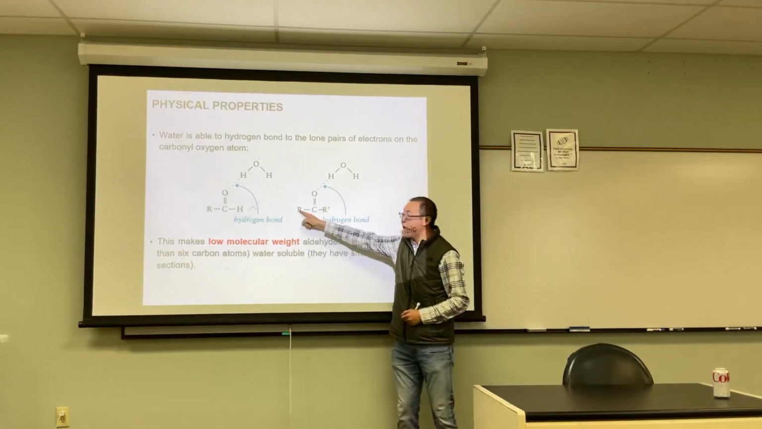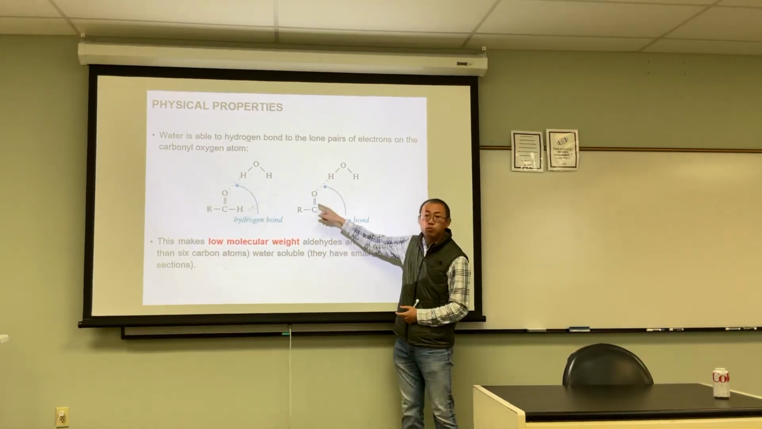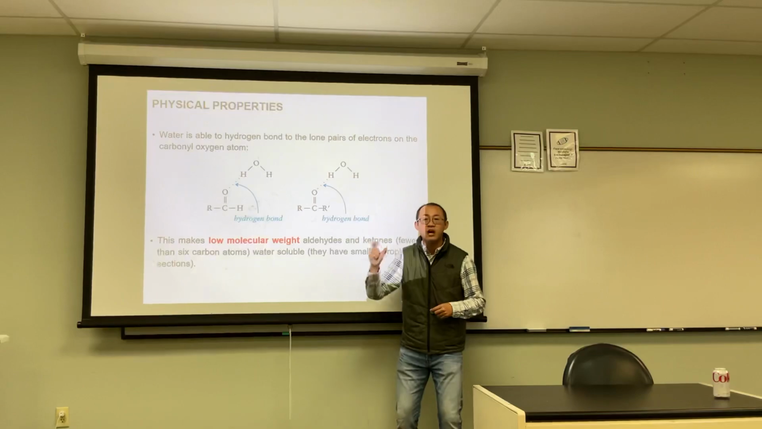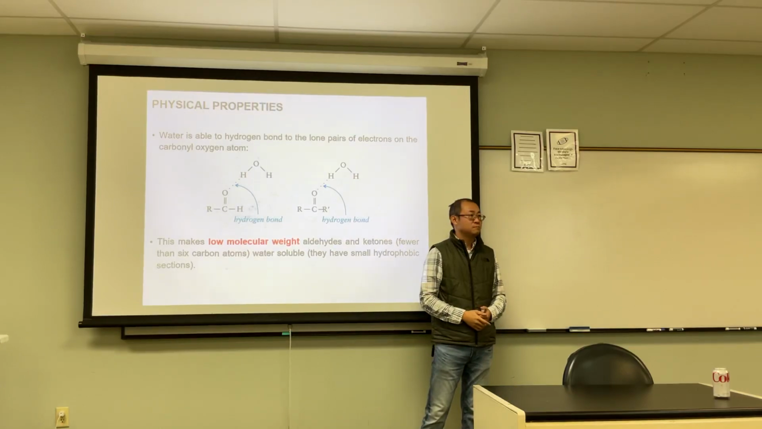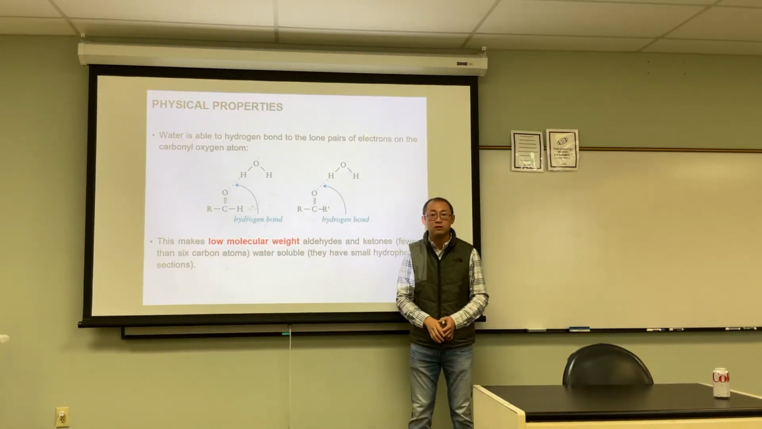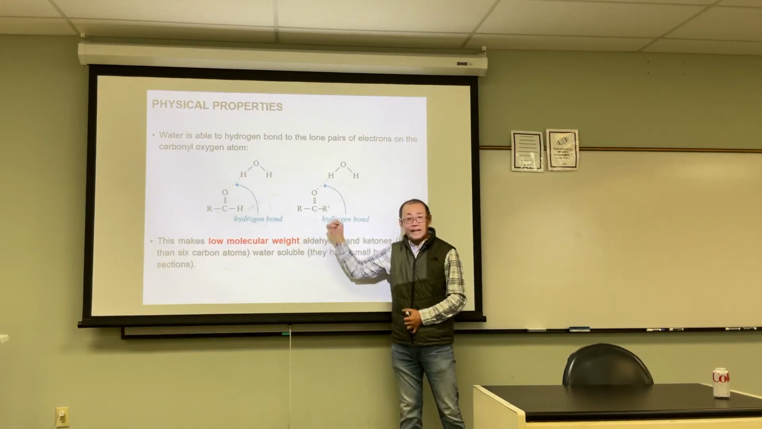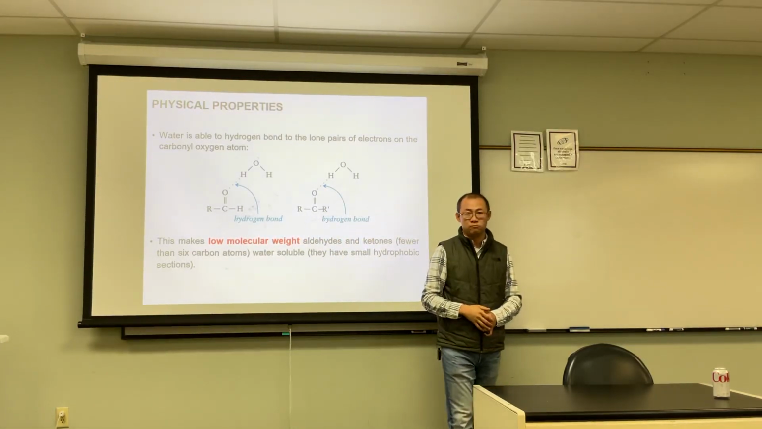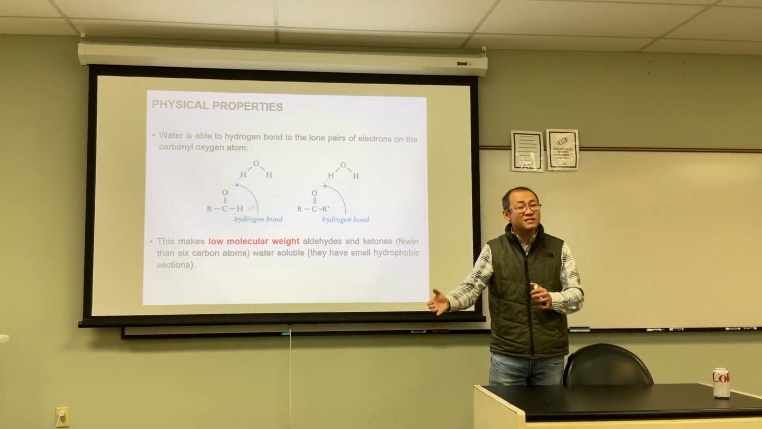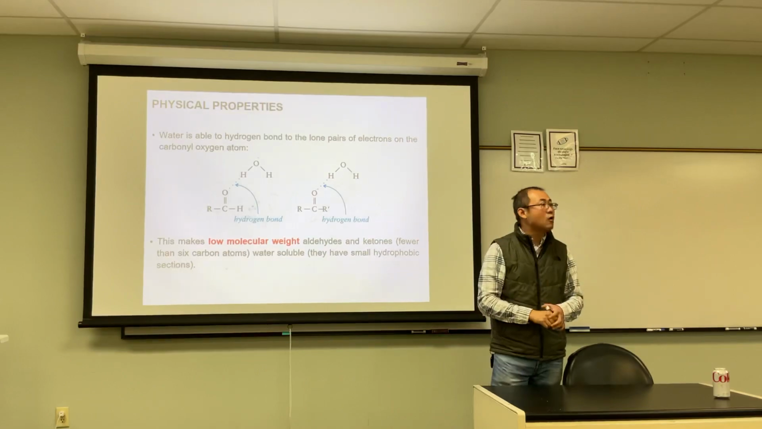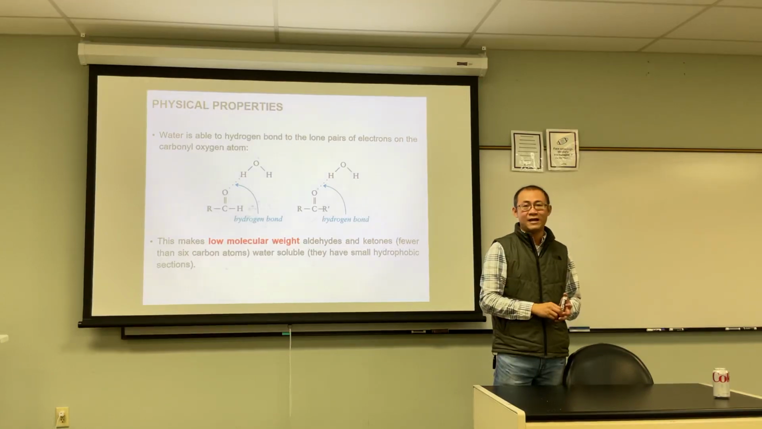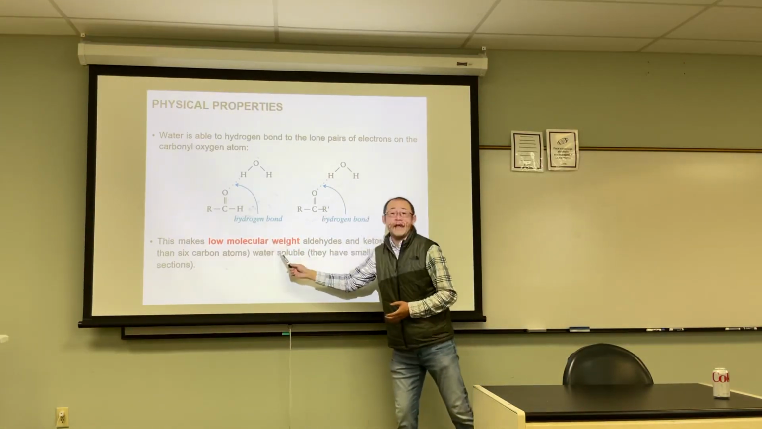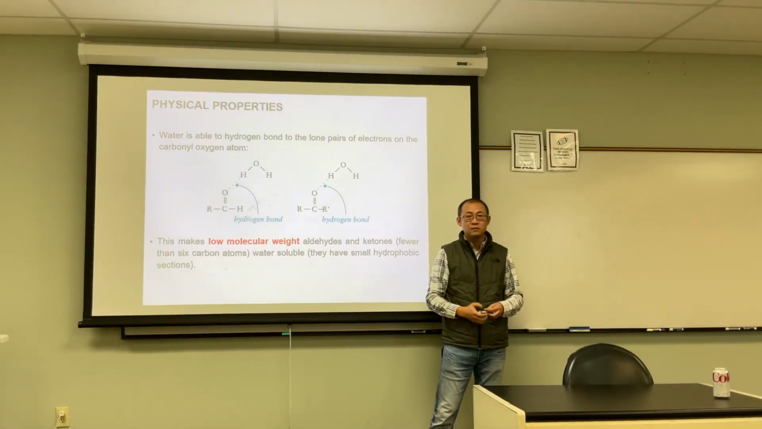Why? Because as the chain gets bigger, this group will become what? Less and less dominant. Is that right? The chain will become more and more what? Dominant. And we know the chain is not water soluble. It doesn't like water. So aldehydes and ketones are water soluble in general, even though they're less soluble than alcohols. But there's a very important condition: the molecular weight or the size of the molecule cannot be what? Too big, too high. Make sense?